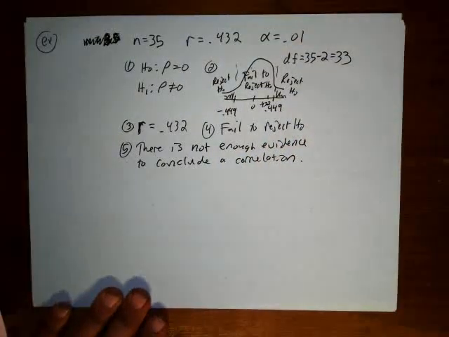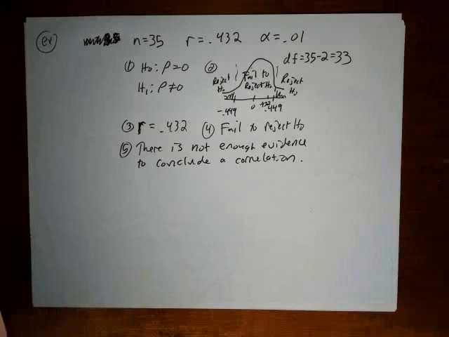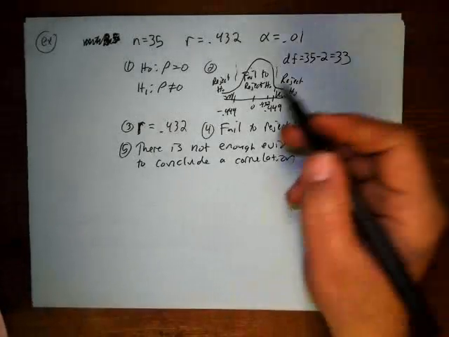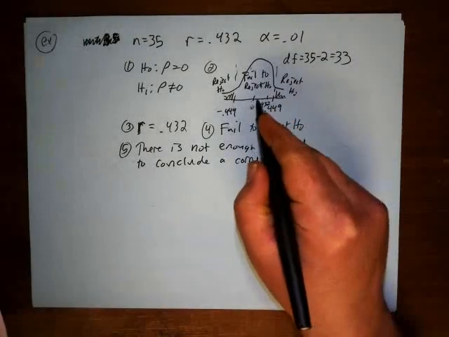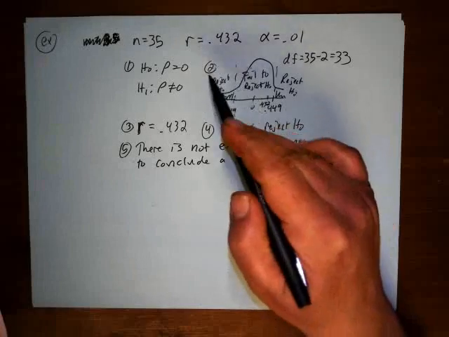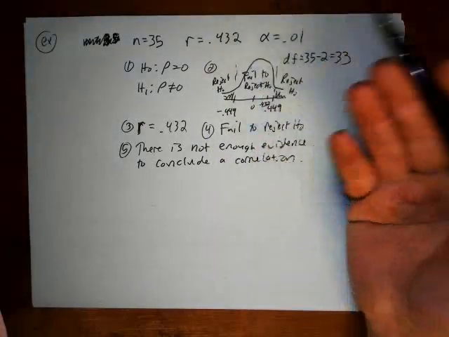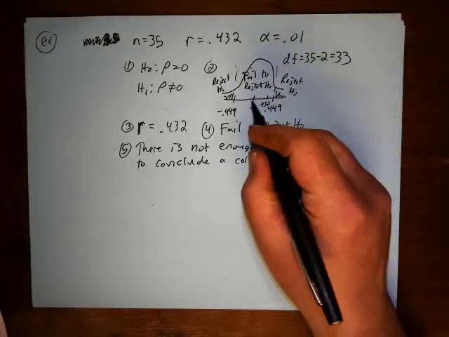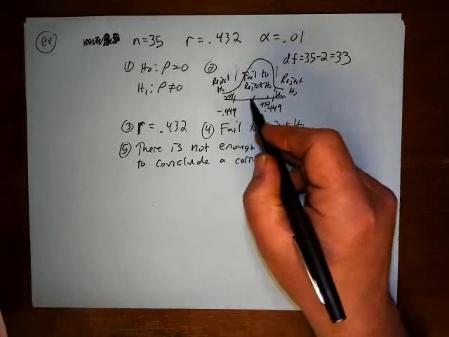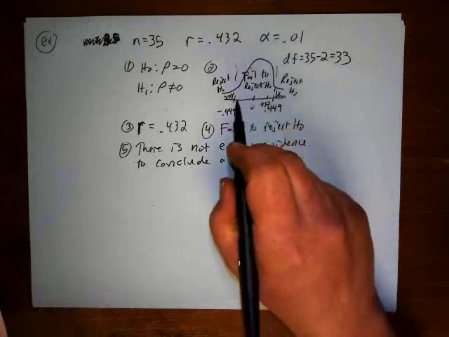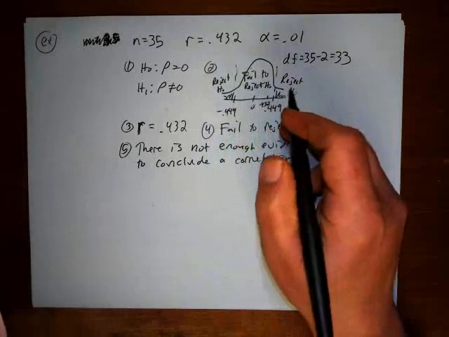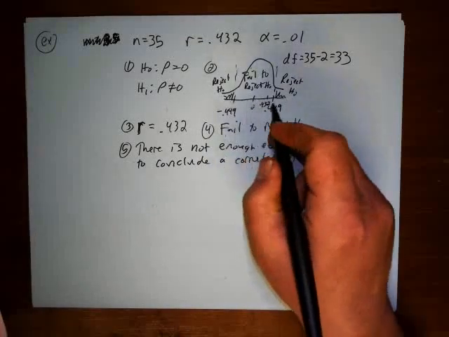So there's not enough evidence to conclude a correlation in this case. One thing I want you to notice is that the way this works, if your R is close to 0, then that means the correlation in your sample is very, very weak. You wouldn't have any evidence to conclude a correlation. So the closer R is to -1 or to 1, the more evidence you would have to conclude a correlation.